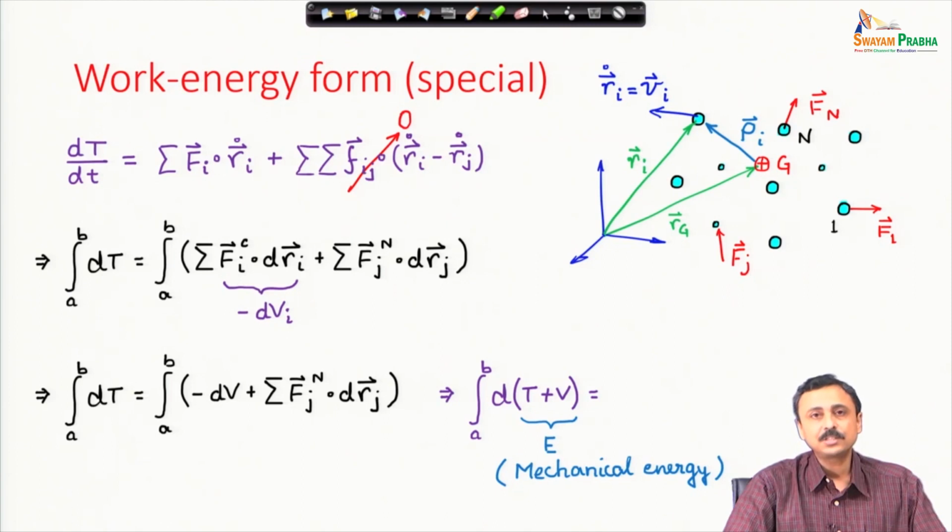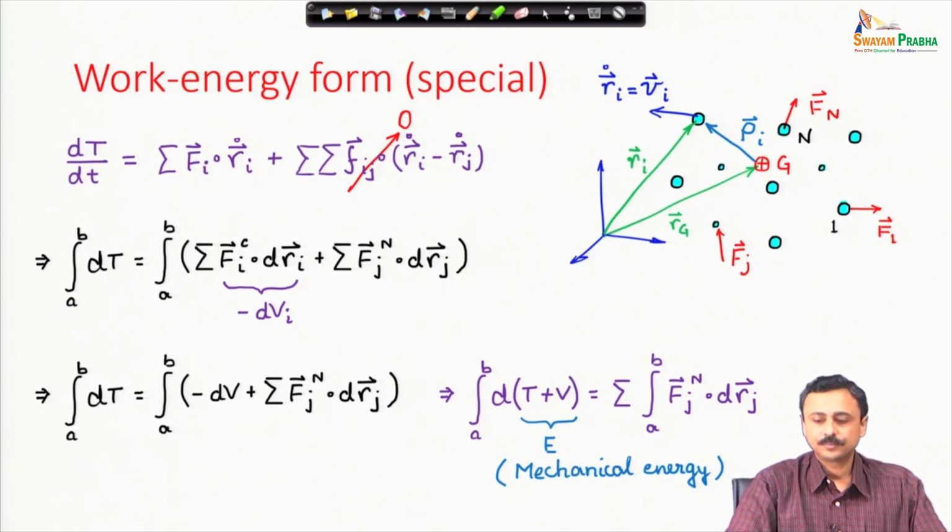Therefore, d(T plus V) integrated from state A to state B, and you know that T plus V, the kinetic plus potential energy expression, this summation is known as the total mechanical energy of the system, and that must be equal to whatever is left on the right hand side. It was the work done by the non-conservative forces. So, F_j non-conservative dot dr_j, summed over all particles on which these non-conservative forces are acting.